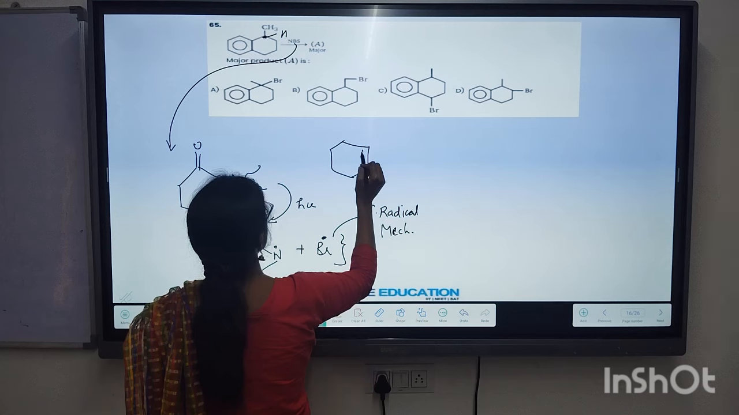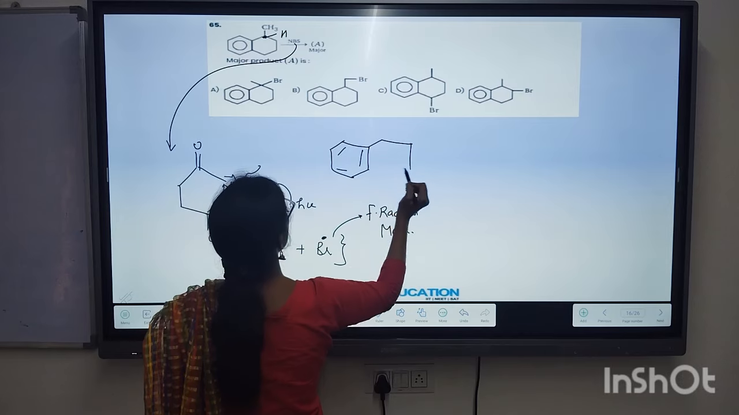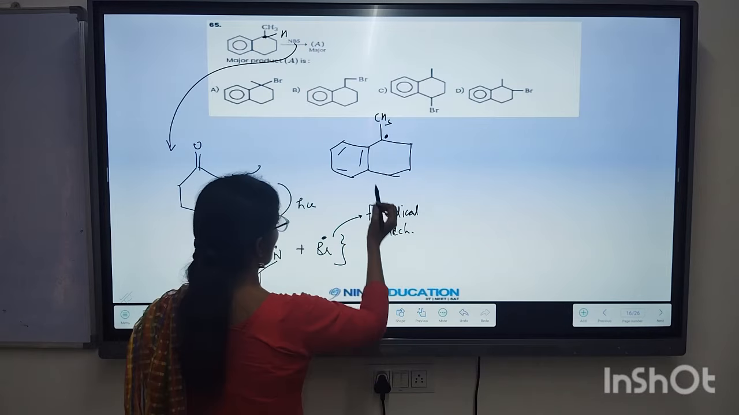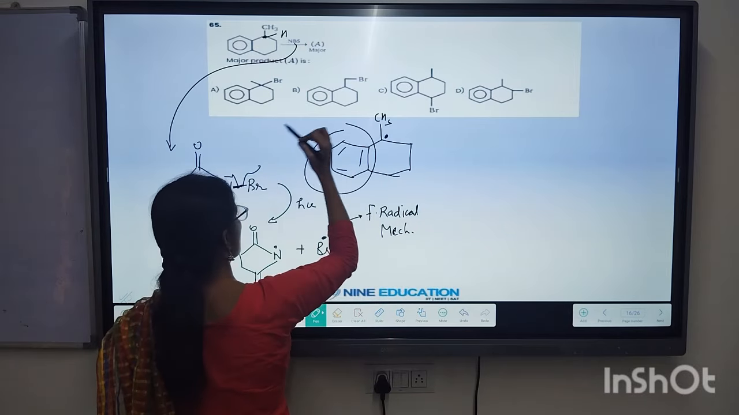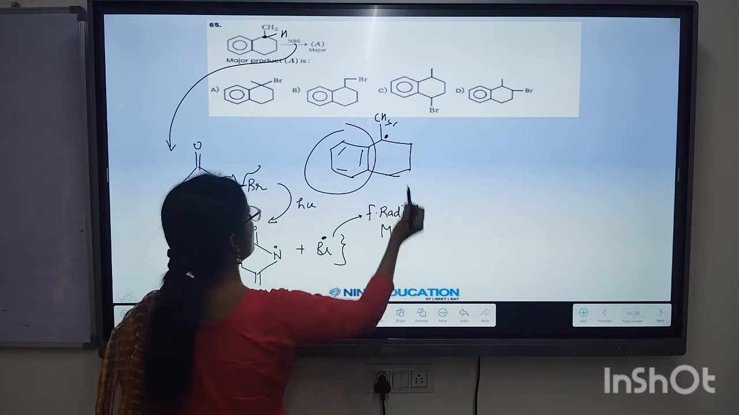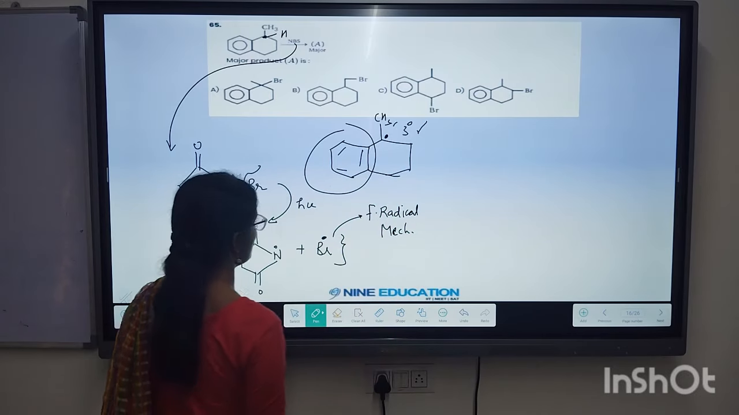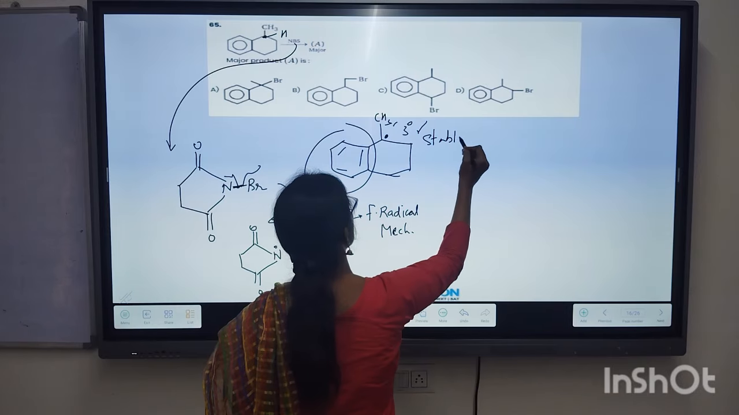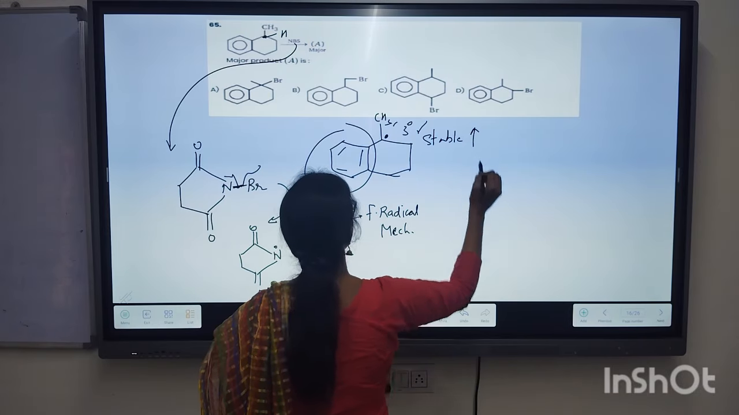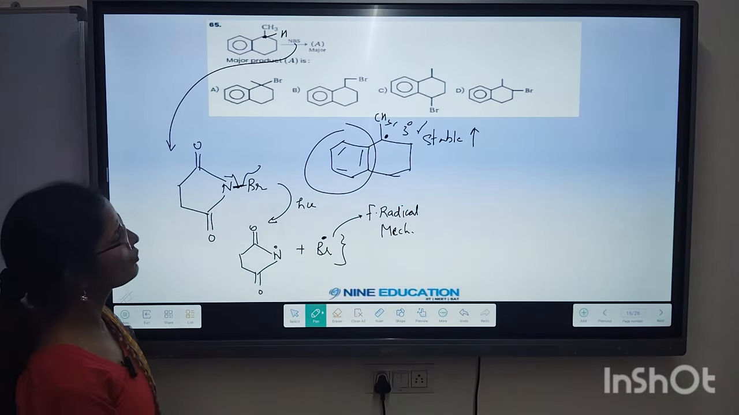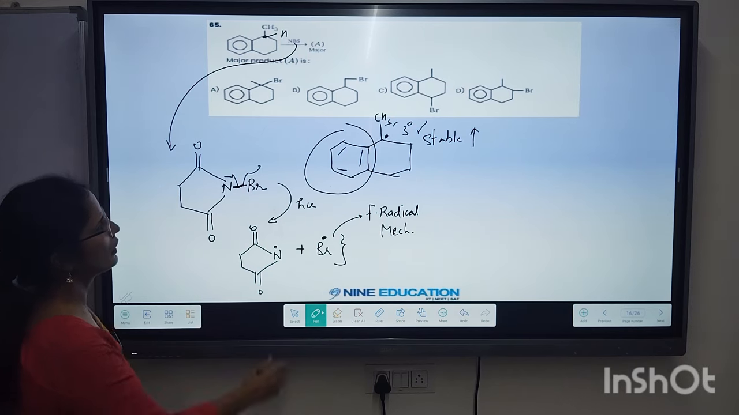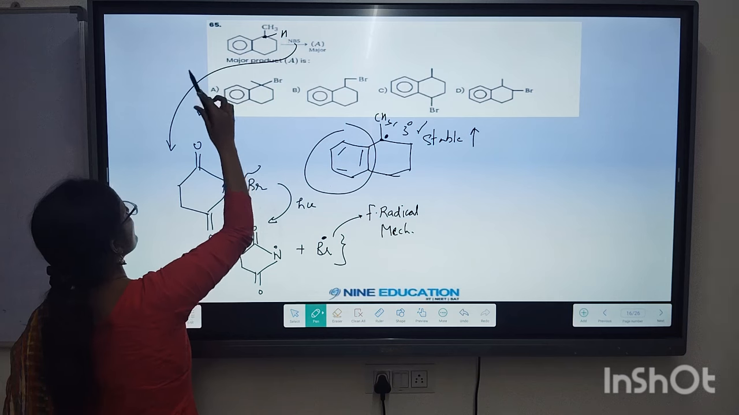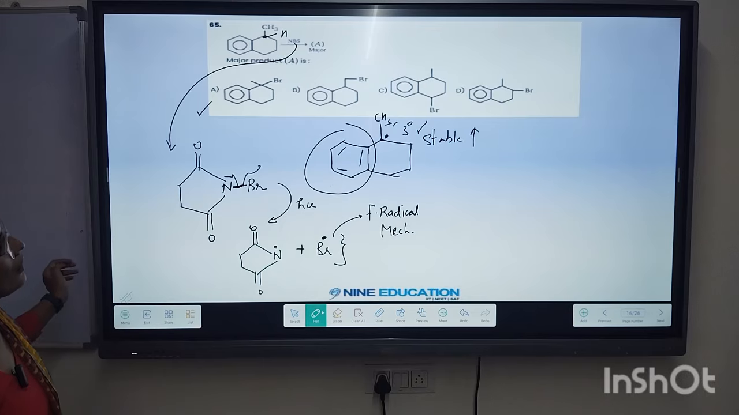We get a radical at this place, the methyl carbon. This radical gets resonance from the benzene ring, and it is also a 3-degree radical. So it will be a stable radical, and a stable radical leads to the formation of the major product, in which bromine will connect to this carbon. This is clearly visible in the A option.